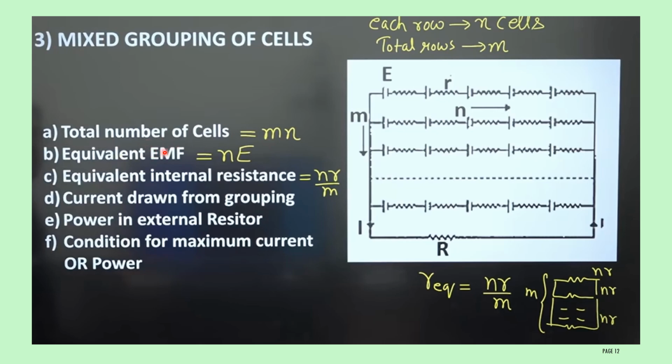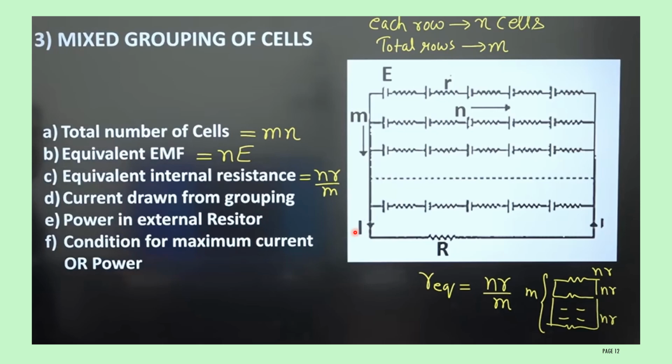The equivalent EMF is nE, because you have n number of cells in each row. Equivalent internal resistance is nr divided by m. Each row contains n number of cells, so the internal resistance of a row is n into r. Then you have total m number of rows, therefore divided by m. Equivalent internal resistance is given by nr divided by m.